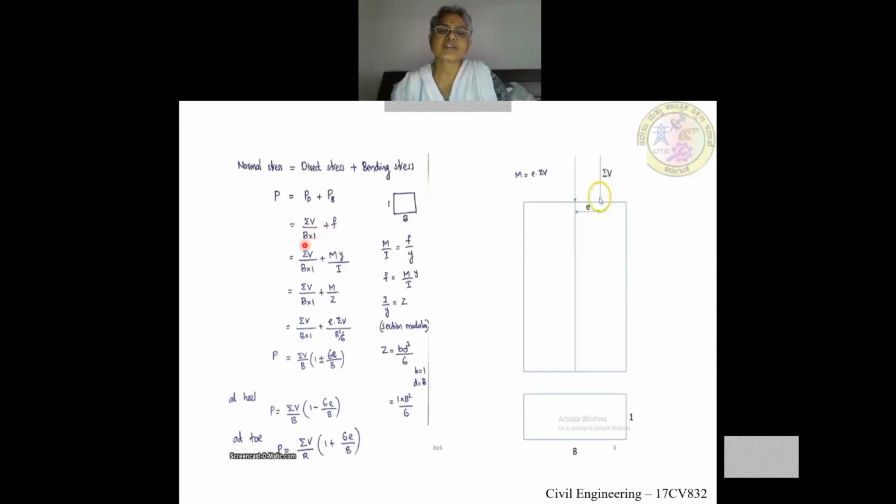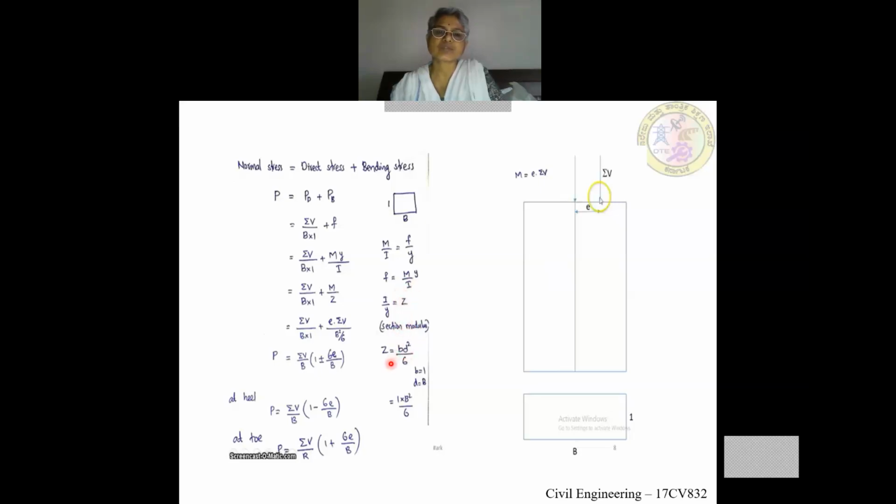So sigma v divided by b into 1 plus stress, you can denote it by F or sigma, bending stress. So that bending equation we know M by I is equal to sigma by y or f by y, or f is equal to M by I into y. So I by y can be taken as Z, that is a section modulus. You know this, so this will become M by Z.